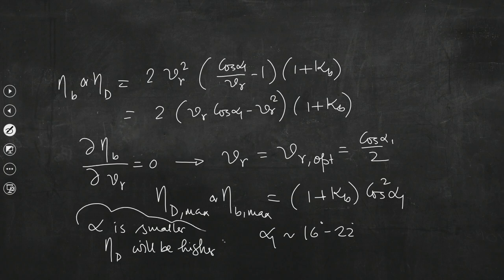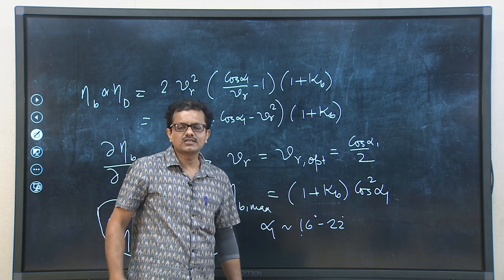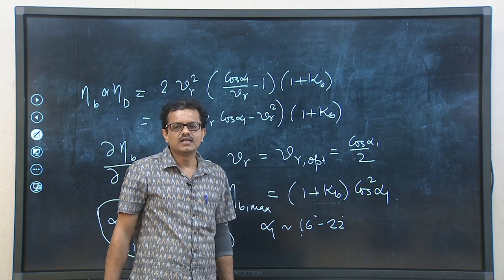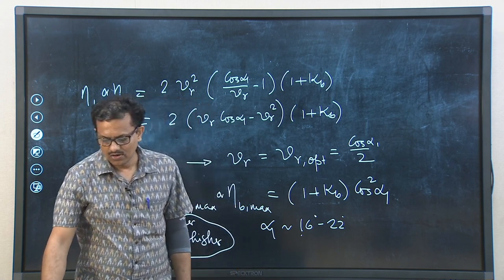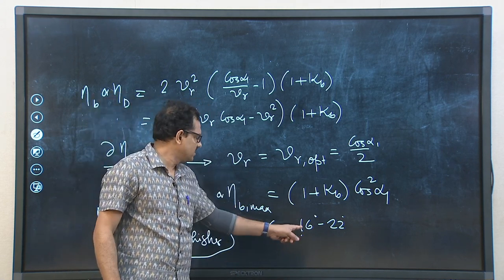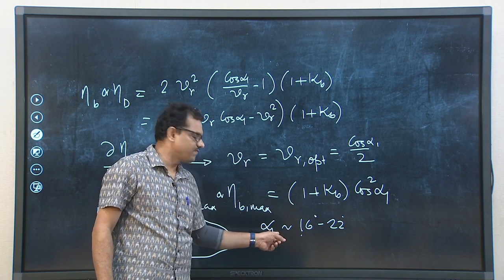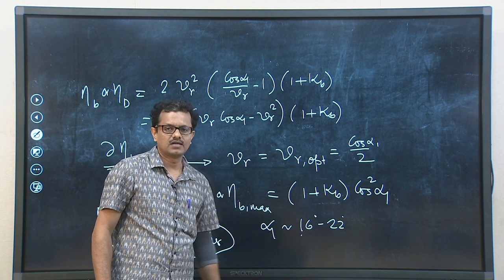So, this is what we can see from this exercise, but we cannot go beyond this value, because otherwise instead of having maximum efficiency, there will be a loss of energy even at the inlet of the blades, and that is why the value of flow angle is maintained in this range.